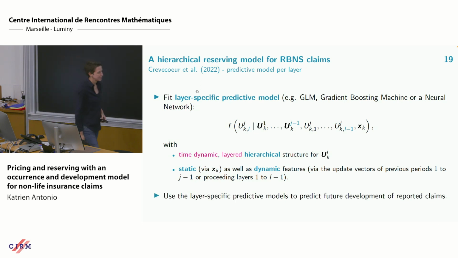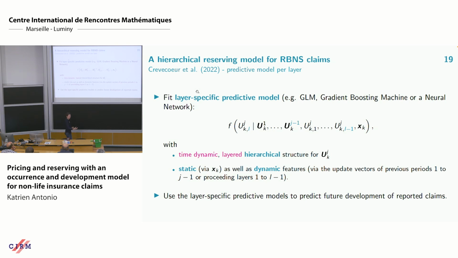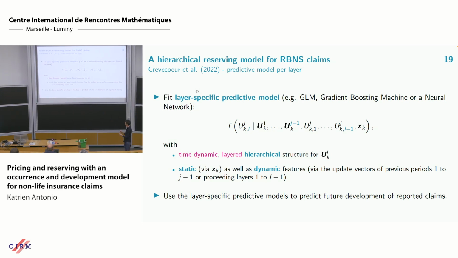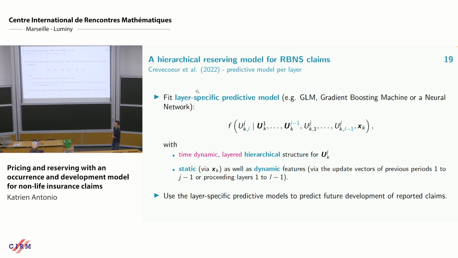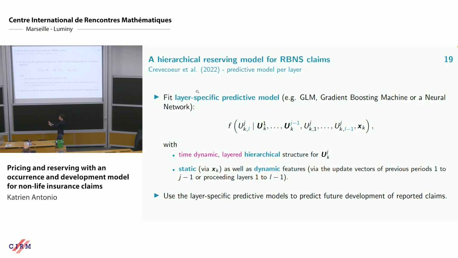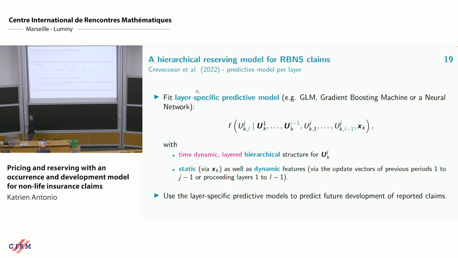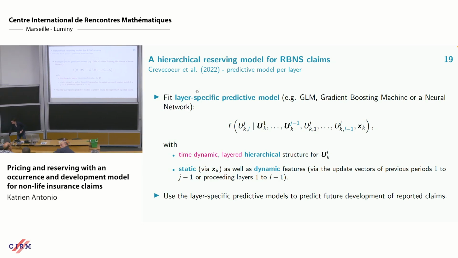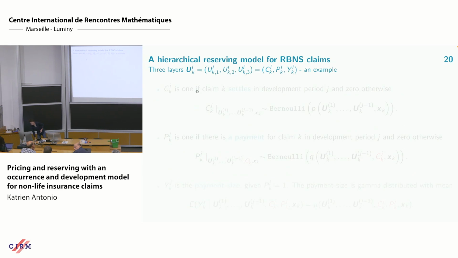So why am I telling this? Because this is what's going to help us. If you look at my title, I have an occurrence and a development model for non-life claims. So this is what the development part is going to be driven by. So we're going to use this to model the development of our reinsurance claims in future time periods.